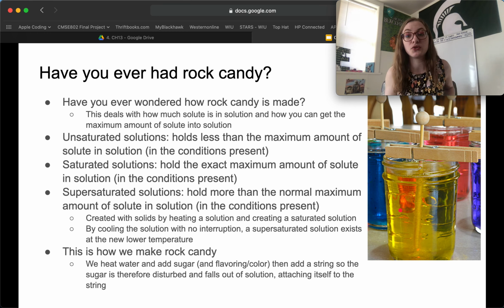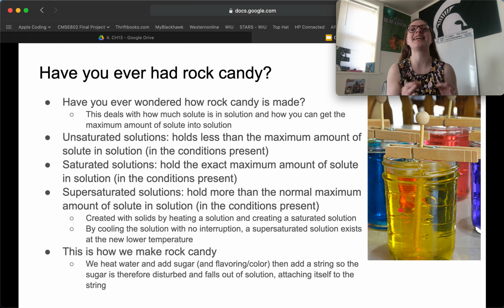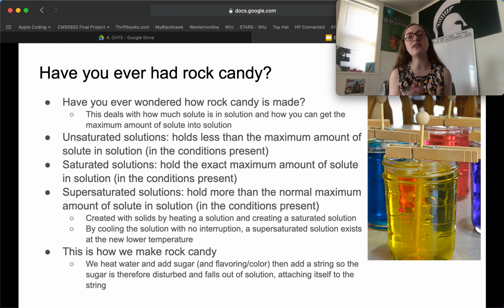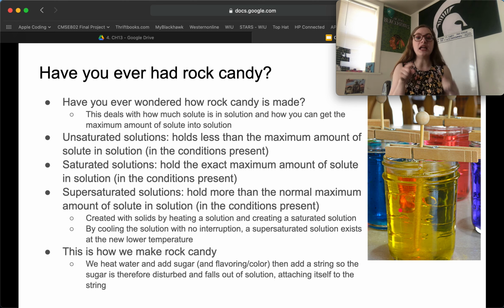However, in a saturated solution, you've reached that sweet spot, that exact maximum amount of solute in solution. In a saturated solution, you have exactly the amount of molecules or ions that the water you have can pull apart and handle, and keep up in solution. And remember, in the conditions present, the solubility of a solid, as we just talked about, depends upon temperature. So unsaturated and saturated solutions all depend upon temperature as well.